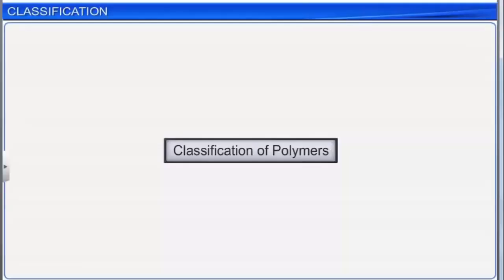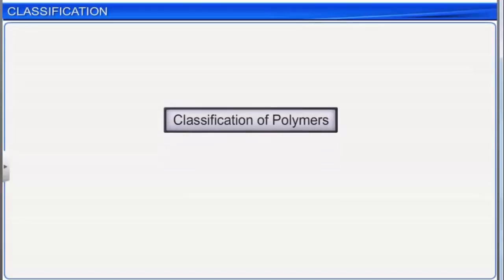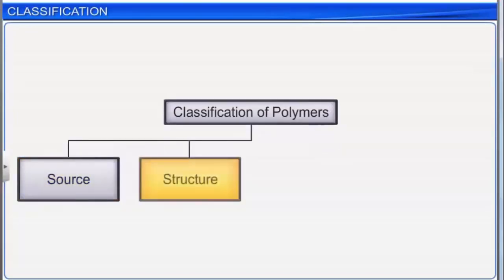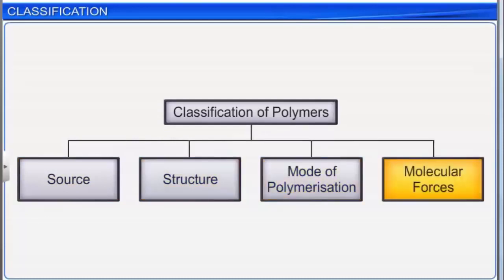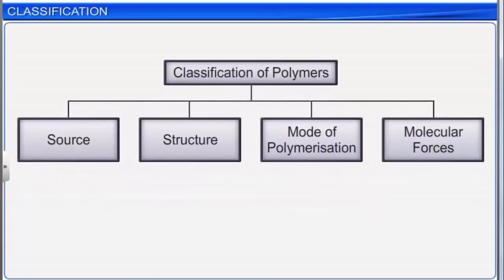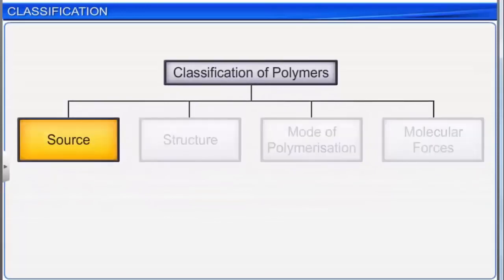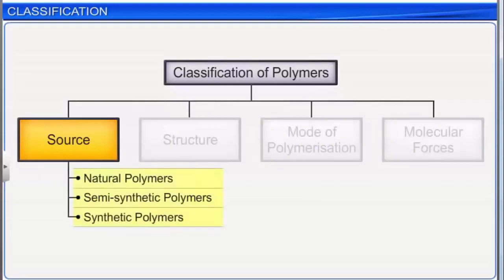Polymers can be classified in a variety of ways. They can be classified on the basis of their source, structure, mode of polymerization, and molecular forces. Depending upon the source from which they are obtained, polymers are categorized into 3 types: natural polymers, semi-synthetic polymers, and synthetic polymers.